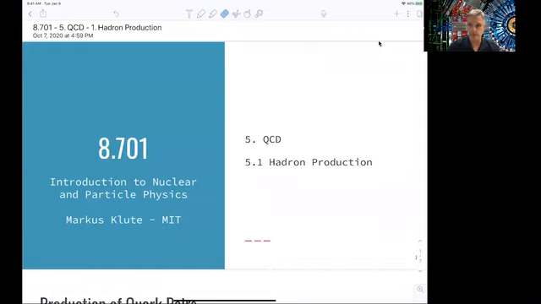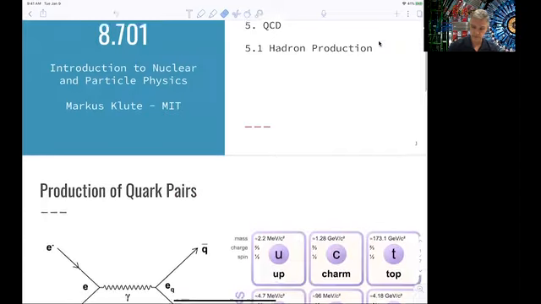Welcome back to 8701. So we start a new chapter now, QCD or quantum chromodynamics. And in this first lecture of this chapter, we talk about the production of hadrons. This is really meant as an introductory lecture, but we will also already see some very interesting and useful concepts.